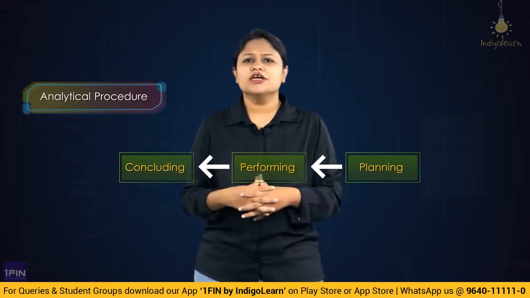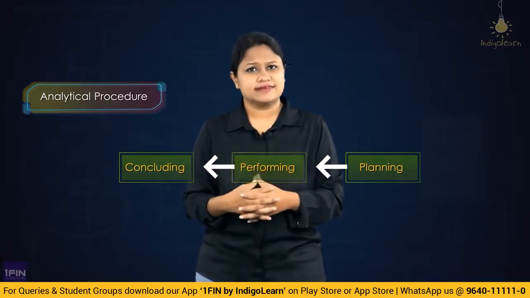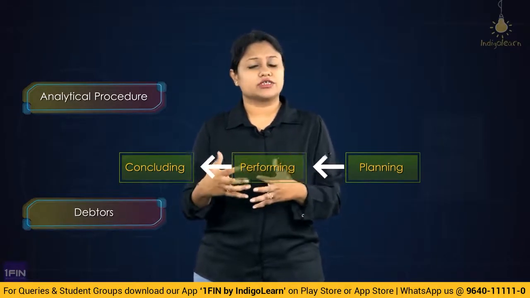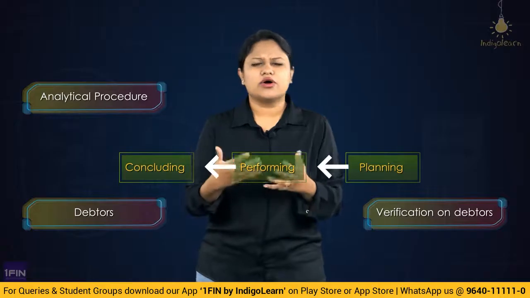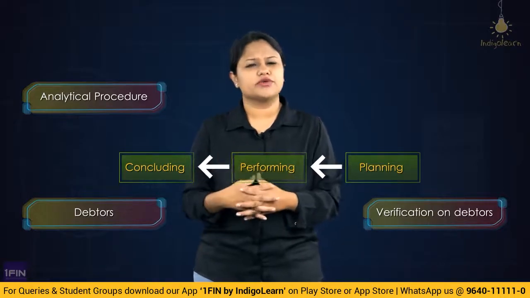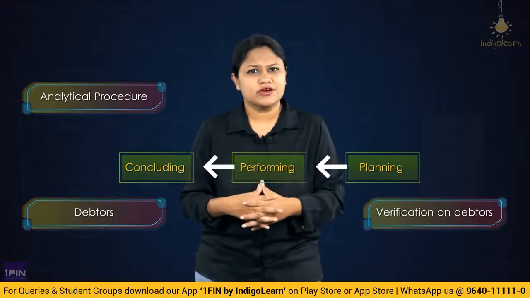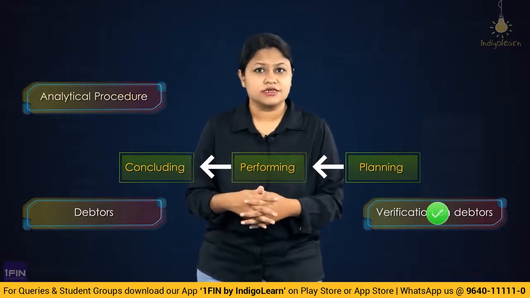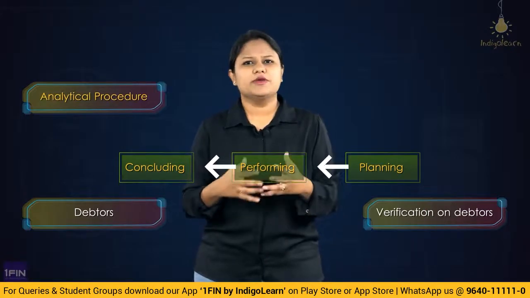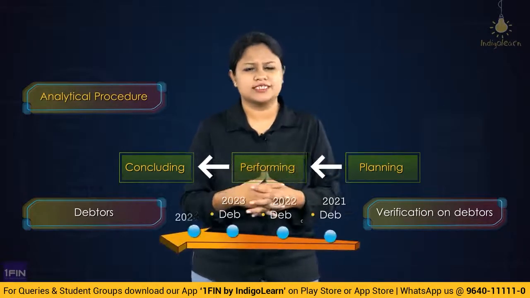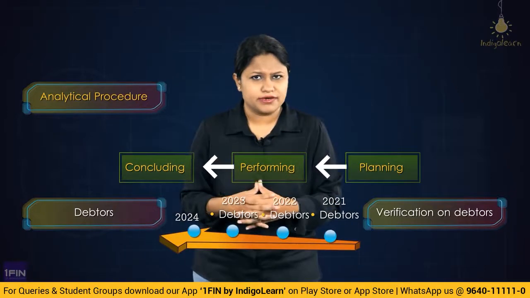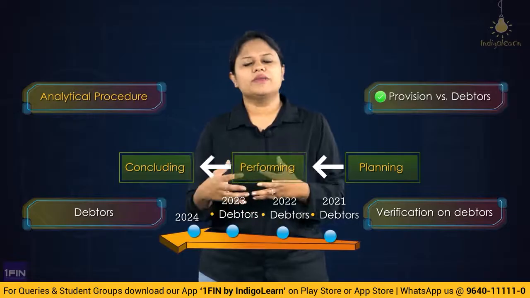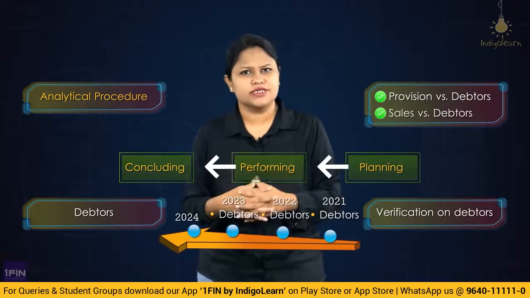So maybe when you were checking the debtors and doing the verification of the debtors in the ordinary course of your audit or routine checking, you saw everything was perfectly alright. But then you decided, let me perform some kind of analytical procedure. On what? Debtors. So maybe you compared the previous 3-4 years debtors and saw what was the approximate amount appearing. Or maybe you compared the provisions and the debtors. Or maybe you did a comparison of the sales and the debtors.